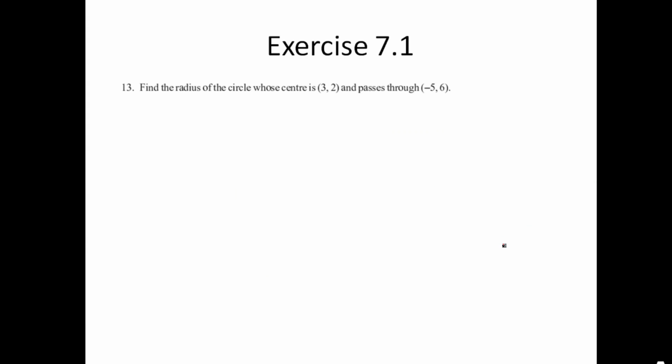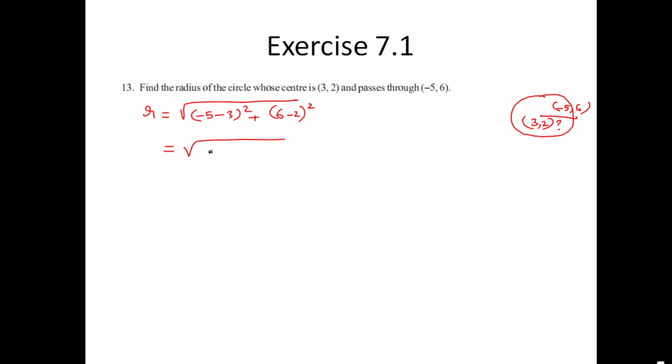Find the radius of the circle. You need to find the radius of a circle whose center is given, that is 3 comma 2, and this is minus 5 comma 6. So the radius of the circle, that is r, equivalent to the root of the distance: minus 5 minus 3 to the whole square plus 6 minus 2 to the whole square. That is root of minus 8 square plus 4 square.